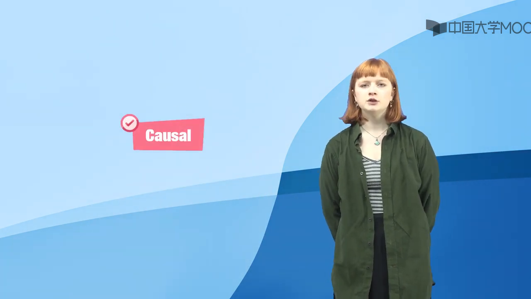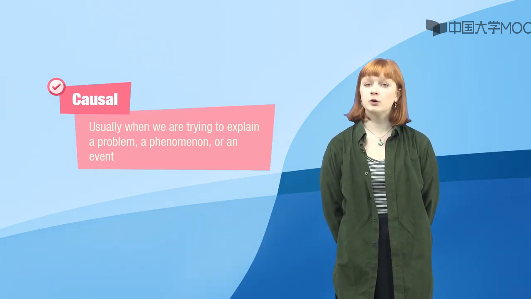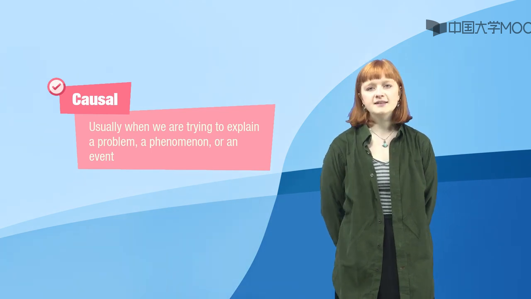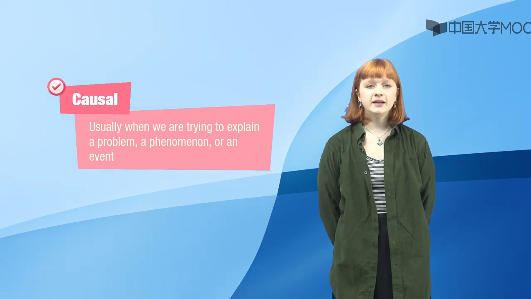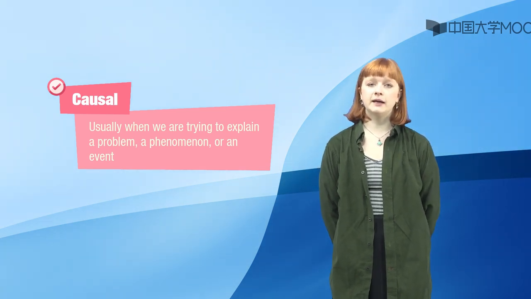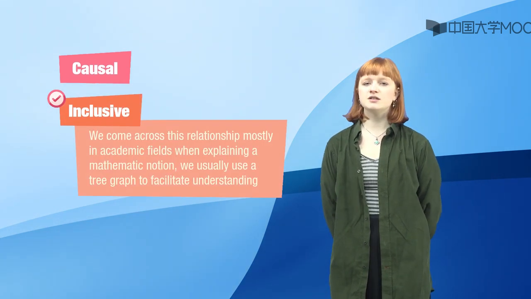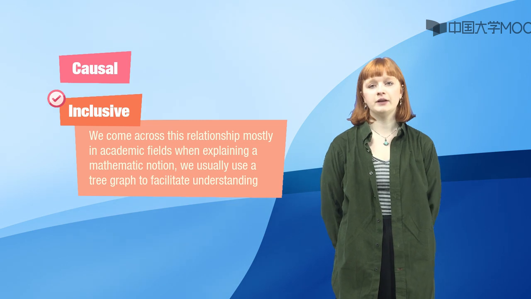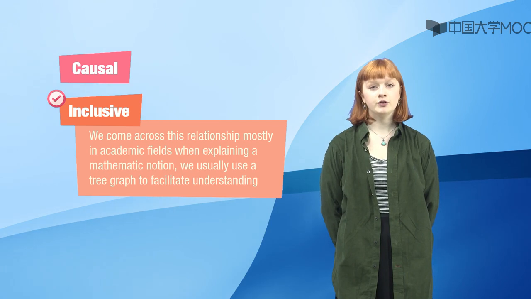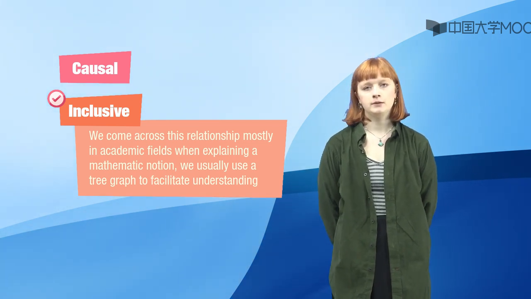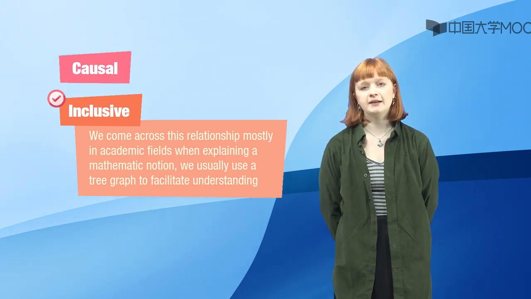Causal. Usually, when we are trying to explain a problem, a phenomenon, or an event which is more concrete and realistic, causality will help to answer where it comes from and why it comes into being. In addition, causality helps to explain what it will cause. Inclusive. We come across this relationship mostly in the academic fields. When explaining a mathematic notion, we usually use a tree graph to facilitate understanding. In daily life, we also use this relationship to divide and categorize things.